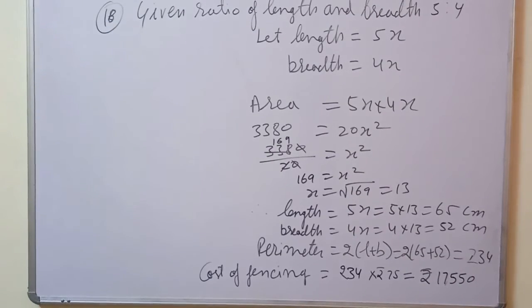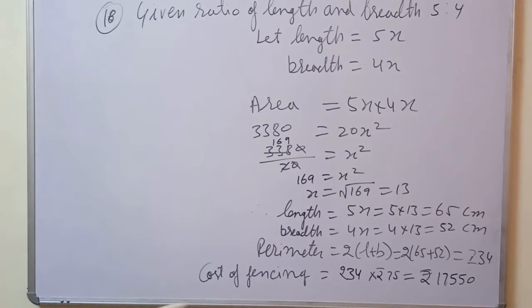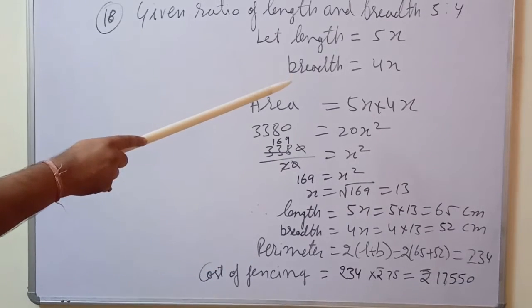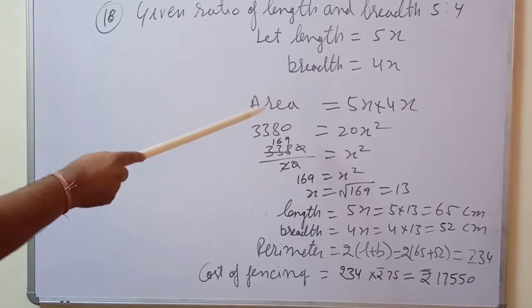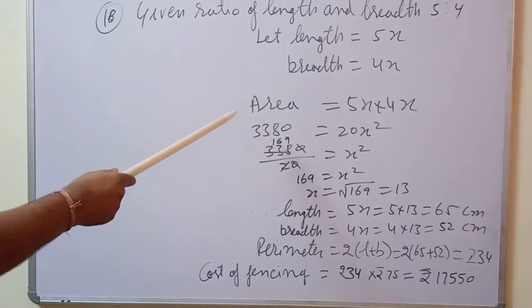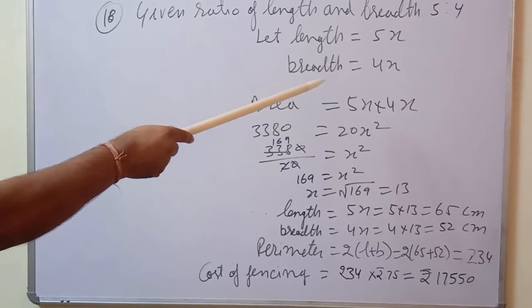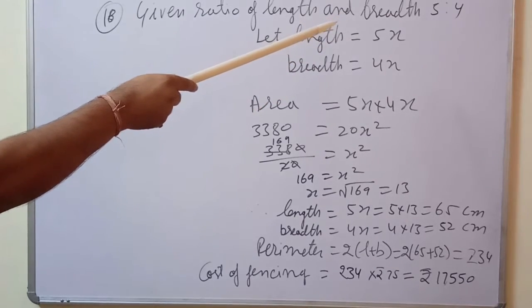Children, I am taking question number 18. Here the ratio of length and breadth is given as 5:4, and we have to find the cost of fencing. For the cost of fencing we will find the perimeter first. So first we will find the length and breadth of the field. Let the length equal 5x and the breadth equal 4x, as the given ratio is 5:4.